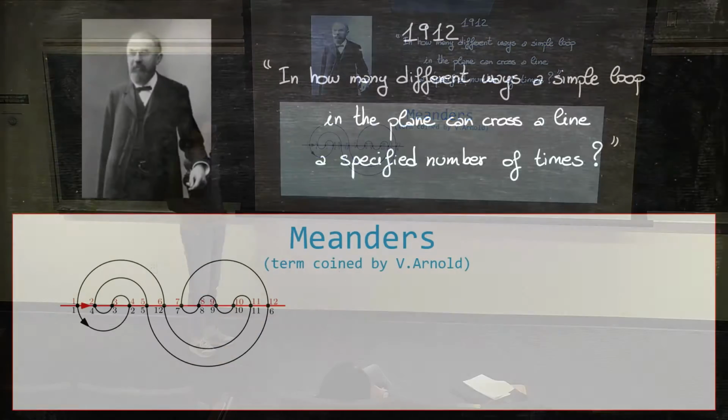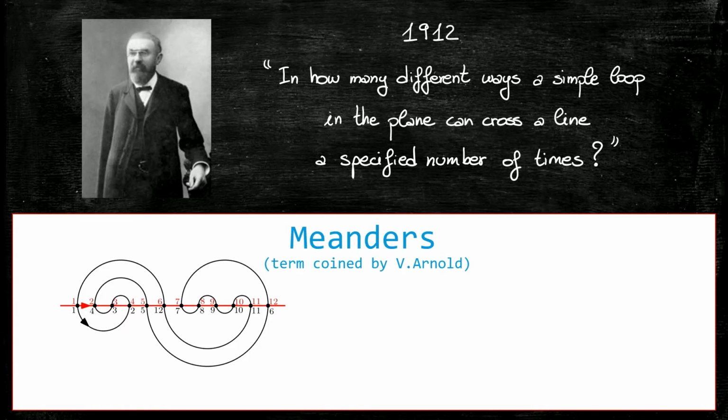So a meander is the following combinatorial structure. I give you a line. I give you 2n endpoints. Here are 12 points. And I ask you in how many ways a simple loop can cross this line exactly at these 2n endpoints. So in our language, how many meandric systems of size 2n have exactly one loop?